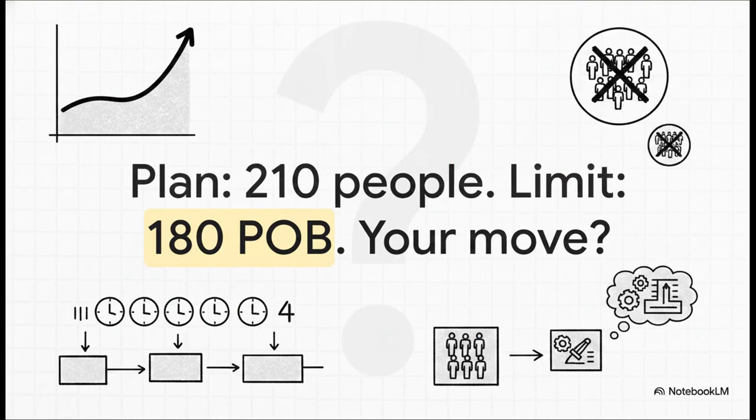All right, let's put you in the hot seat with a practical scenario. Imagine your leveled plan calls for 210 people, but your personnel on board limit caps at 180. You currently hold 4 weeks of total float on your non-critical work. So, what's your move? How do you fix this without blowing up the project?